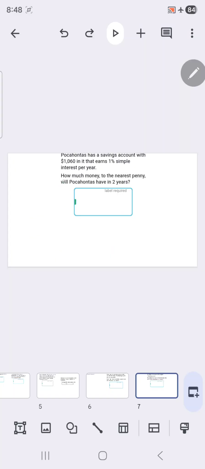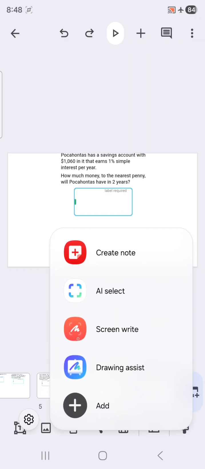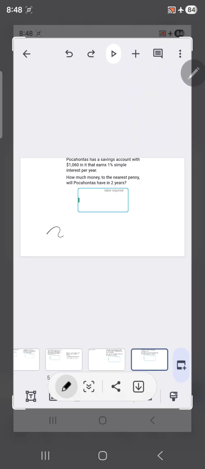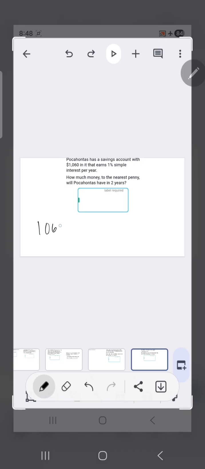Now, since this question asks how much money they will have at the end of 2 years, what they want us to do is first find the interest. So we're going to take the starting amount, 1,060, and multiply that with the rate. So we'll do 1,060 times 1% times 2 years. So we do that, 1,060 times 1% times 2 years comes out to be $21.20.